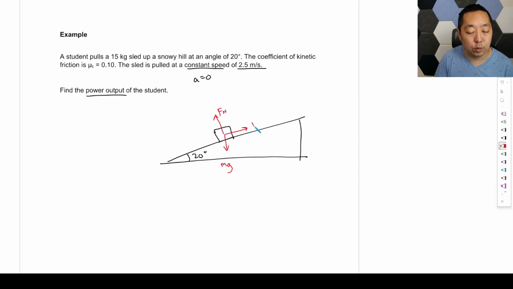And he's pulling it up the rope. Now, here's the question. Is he pulling it up the rope? Is he pulling in this direction? Doesn't really matter because for the purposes of work calculation, we only care about the force parallel to the displacement. So it doesn't really matter.